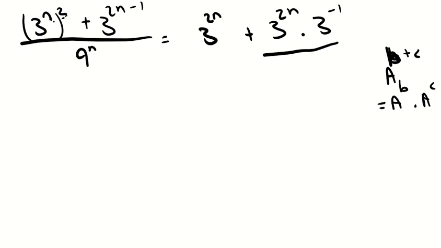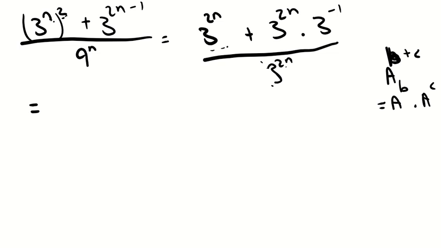So now divide by 9n. 9n is the same as 3 to the power of 2 multiplied by n. So all in all, we will end up writing it this way: 3 to the power of 2n. Now we can already see that there's a lot of things we can do to make this a lot easier.